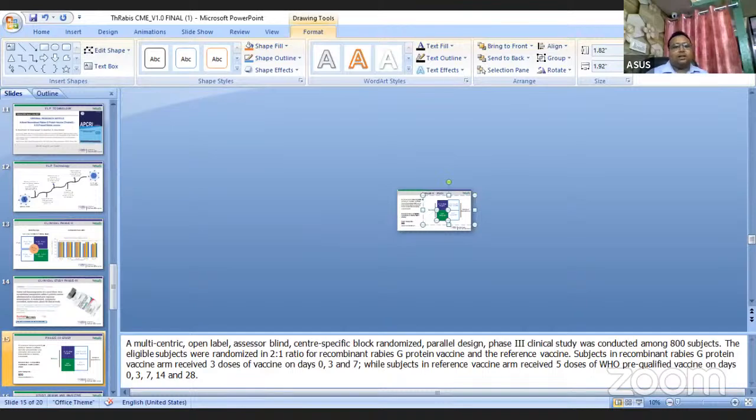Original research article: a novel recombinant rabies G protein vaccine, Thravis, a VLP-based rabies vaccine. We can see Dr. Sumit Poddar, Dr. Ashok Agrawal, Dr. Amit Soni, Dr. Seema Sharma, who gave this. Now, next slide.